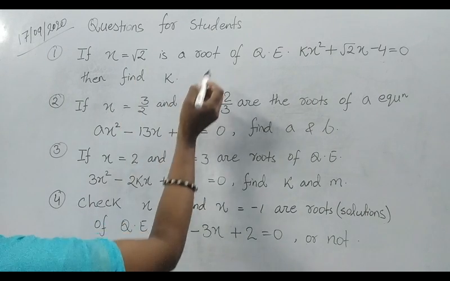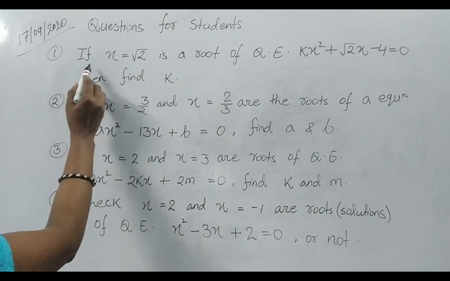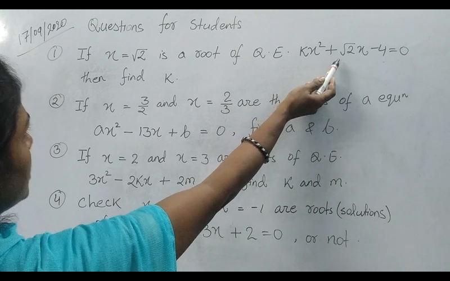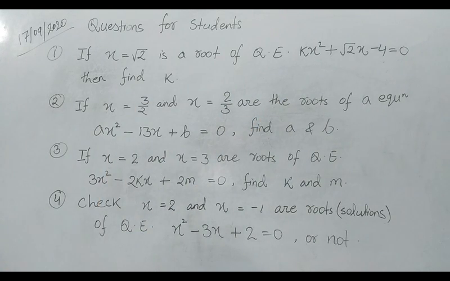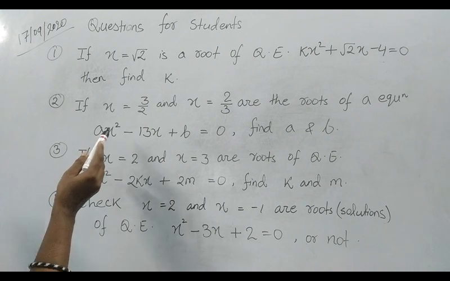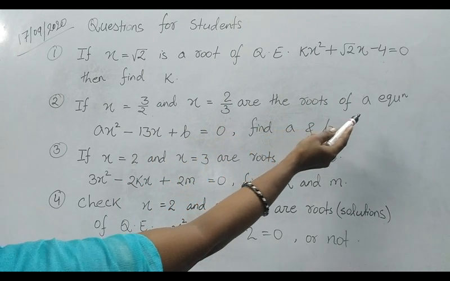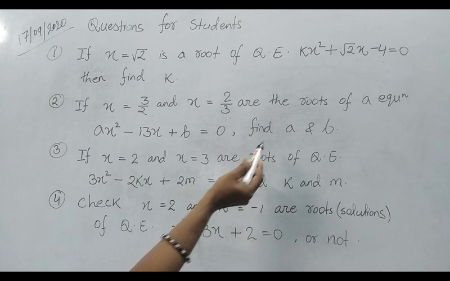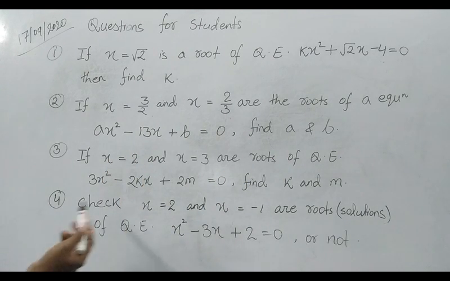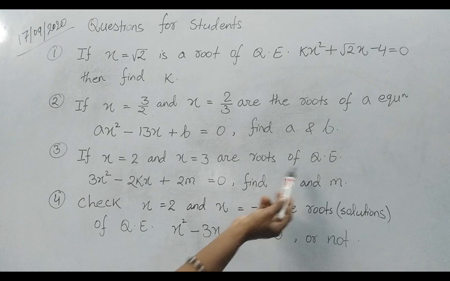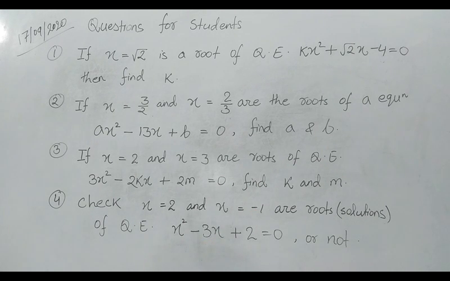So here are four questions for you. First question is, if x is equal to square root 2 is a root of this quadratic equation, then find the value of k. The second question, if x is equal to 3 by 2 and x is equal to 2 by 3 are roots of this equation, then find the value of a and b. Similarly, the third question: if x is equal to 2 and x is equal to 3 are roots of this equation, then find k and m. And in the last question you have to check whether these two values are roots of the given quadratic equation or not.